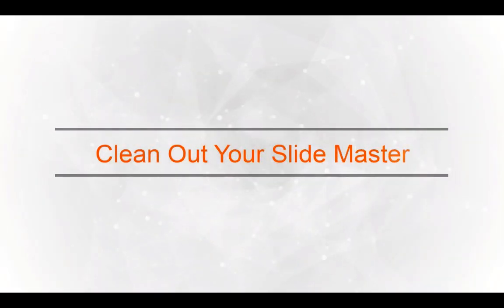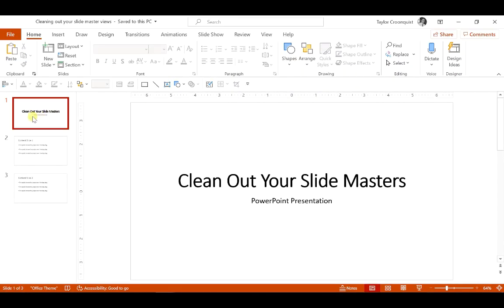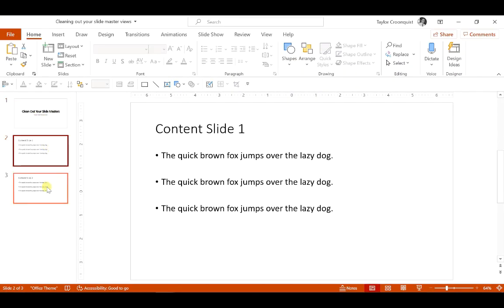Cleaning out your PowerPoint slide masters to save space. So here's an interesting example of a PowerPoint presentation that is 11.7 megabytes, but if I open it up, notice that there's just 3 basically blank slides with some text on it. So how could a presentation with just 3 basically blank slides be 11.7 megabytes?